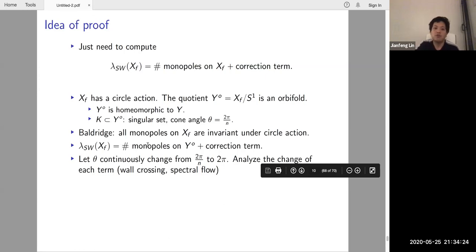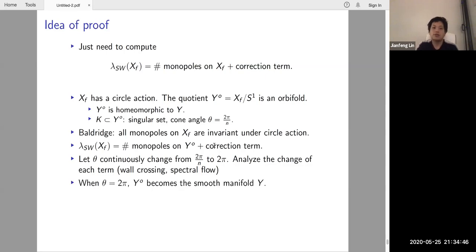The change of the monopole count is controlled by some phenomenon called wall crossing. So basically, that means an irreducible Seiberg-Witten solution can either burst or vanish from a reducible one. And this index theoretic correction term can be controlled by the spectral flow of the Dirac operator and signature operator. Okay. Anyway, so we were able to relate this lambda SW to some invariant for the cone angle equal to 2 pi.